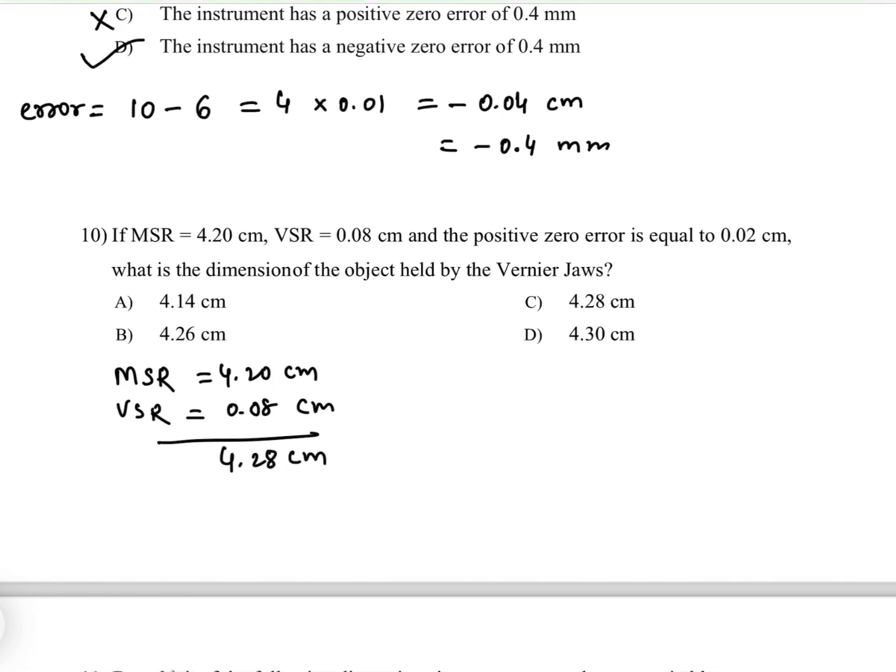To find out the final answer, we need to adjust the error from this observed value. And the error given here is positive, so the correction must be negative. Hence the final answer is 4.28 minus 0.02, that is 4.26 centimeter. Option B.